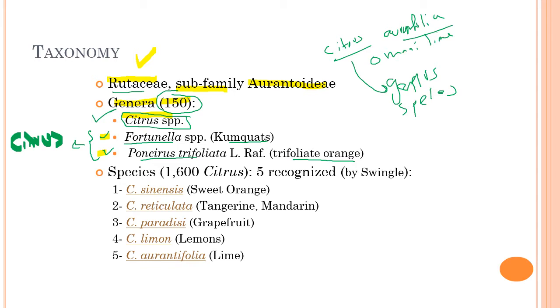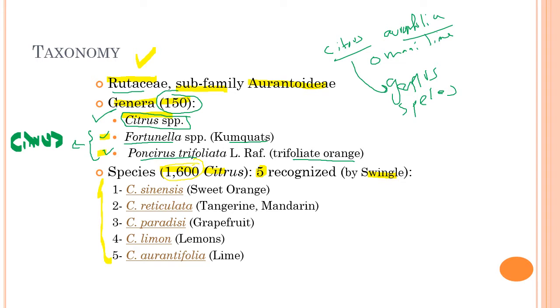However, if you think only about citrus, there are 1,600 species under citrus. So citrus is not really a small group. It is huge by itself. That's why Swingle, a scientist, made 5 groups of citrus. And these are the groups.